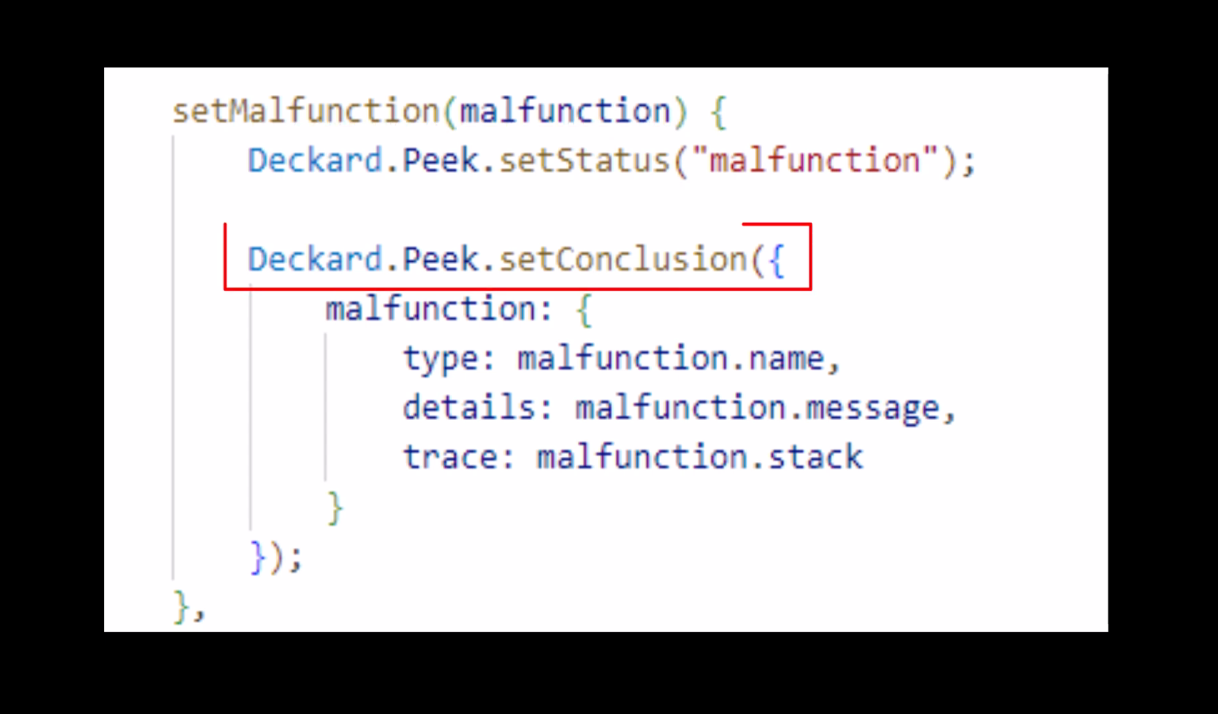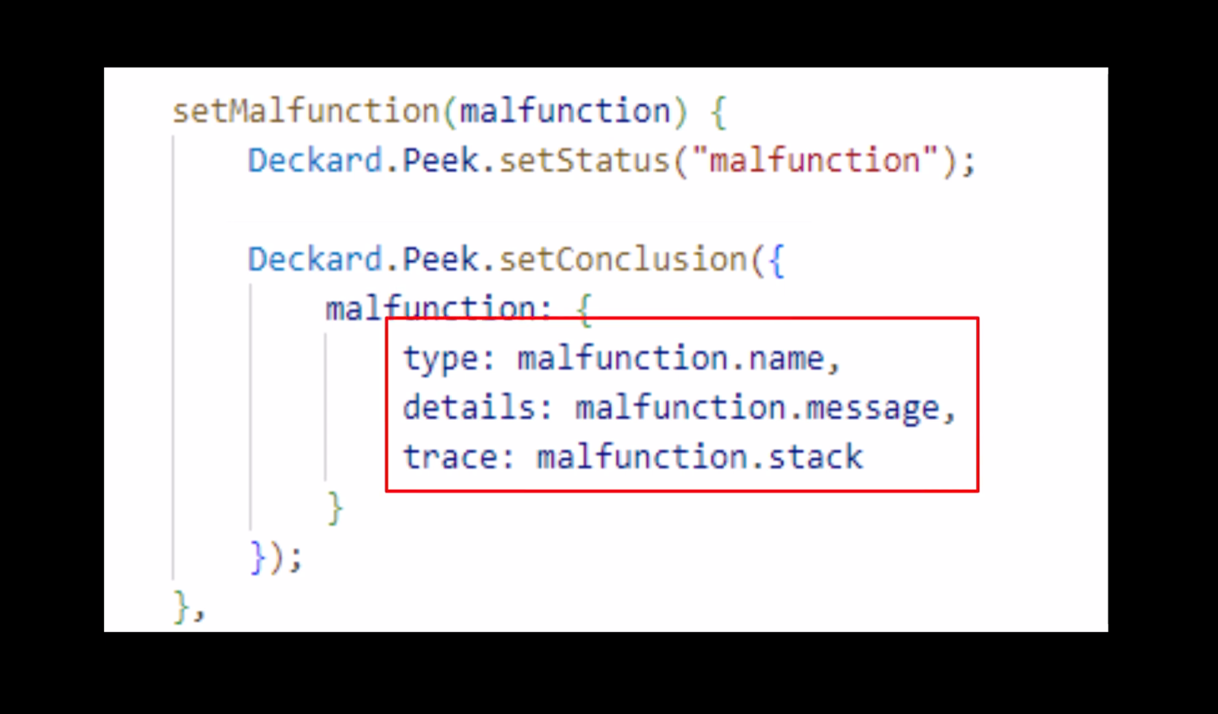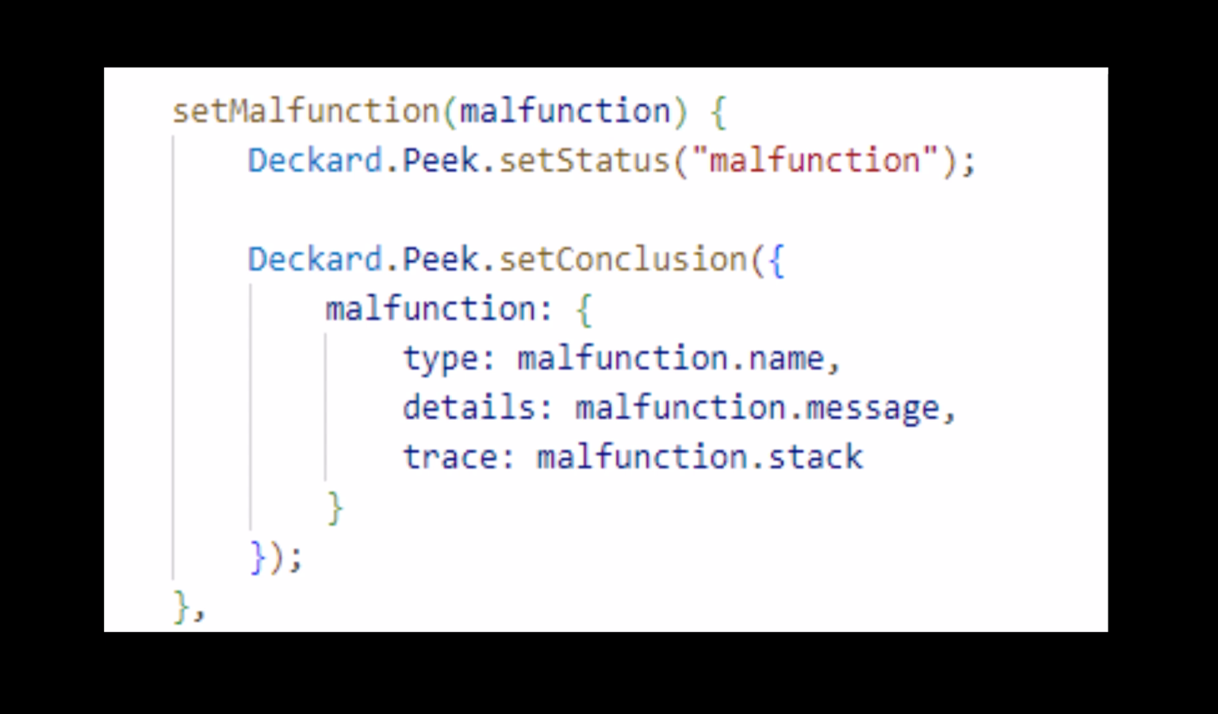And then it sets the conclusion, right? It says, oh, it's a malfunction, and it will always have this malfunction of type, details, and trace. And so that captures whatever that malfunction was. And the malfunctions can be explicit or implicit. That means things that may happen from the runtime that are implicit, like a network goes down, there's something weird that we don't necessarily have a captured malfunction for. It will still propagate up through here.